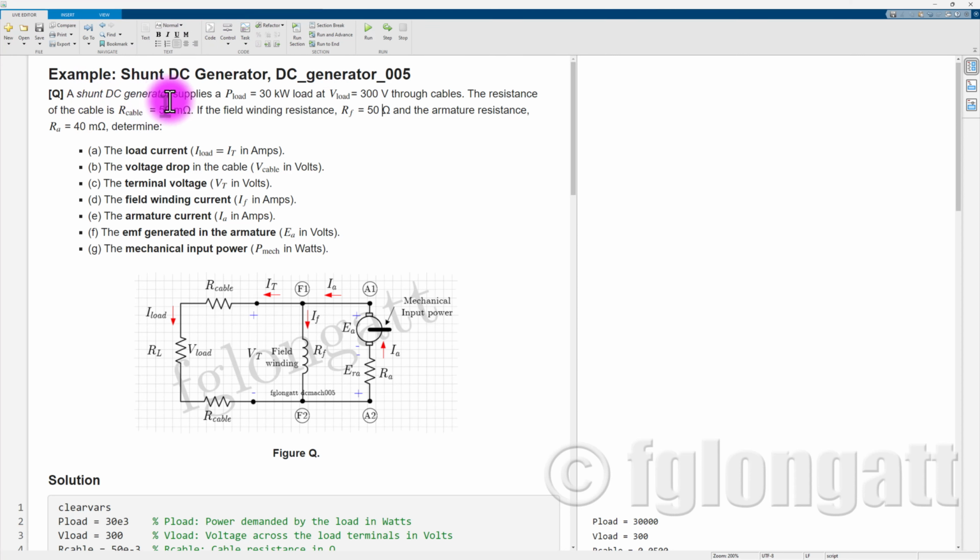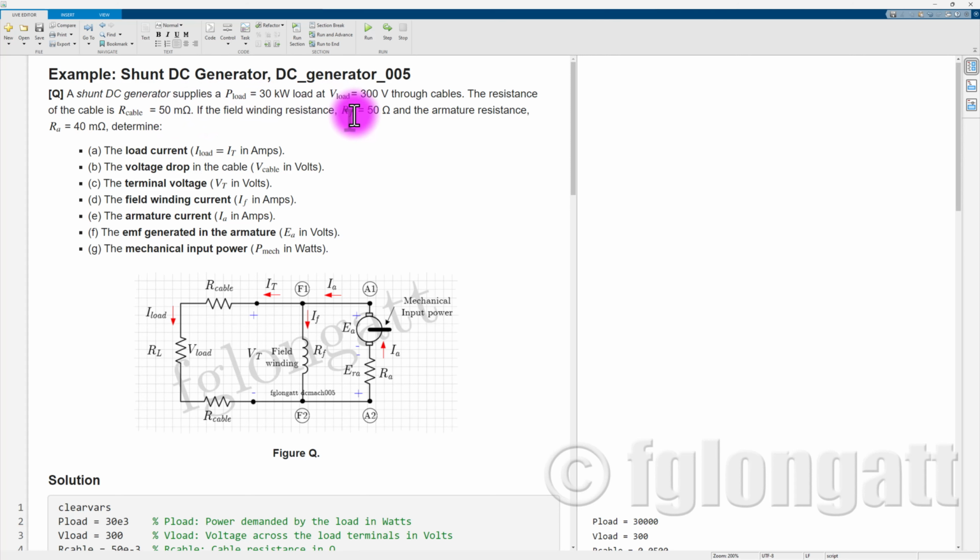A shunt DC generator supplies a 30 kilowatt load at 300 volts through cables. The very interesting part over here is that these 30 kilowatts and these 300 volts are basically located here, and that is the load of this DC generator. However, this load is connected by cables to the DC shunt generator. The resistance of the cables is 50 milliohms.